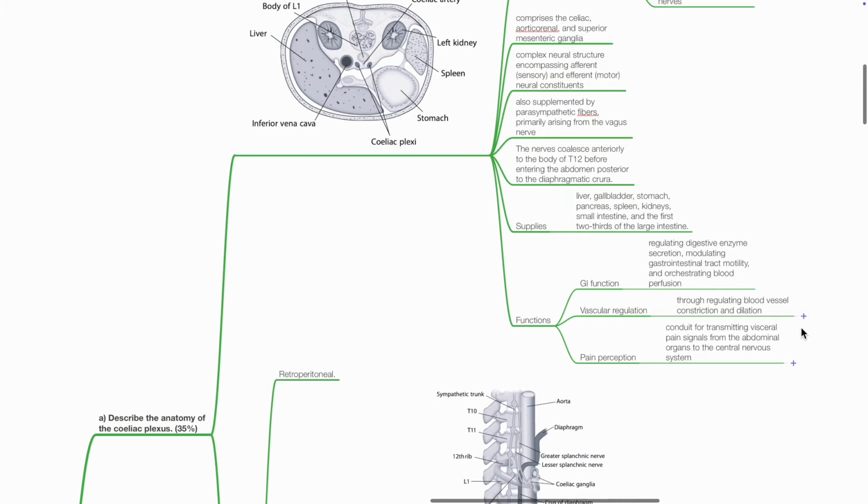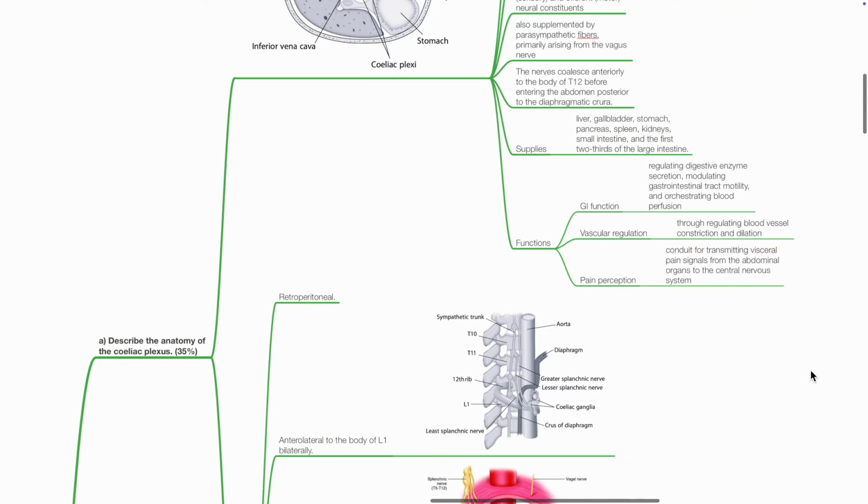Functions include GI function, regulating digestive enzyme secretion, modulating GI motility, and orchestrating blood perfusion; vascular regulation through regulating vasoconstriction and dilation; and pain perception, acting as a conduit for transmitting visceral pain signals from the abdominal organs to the CNS.